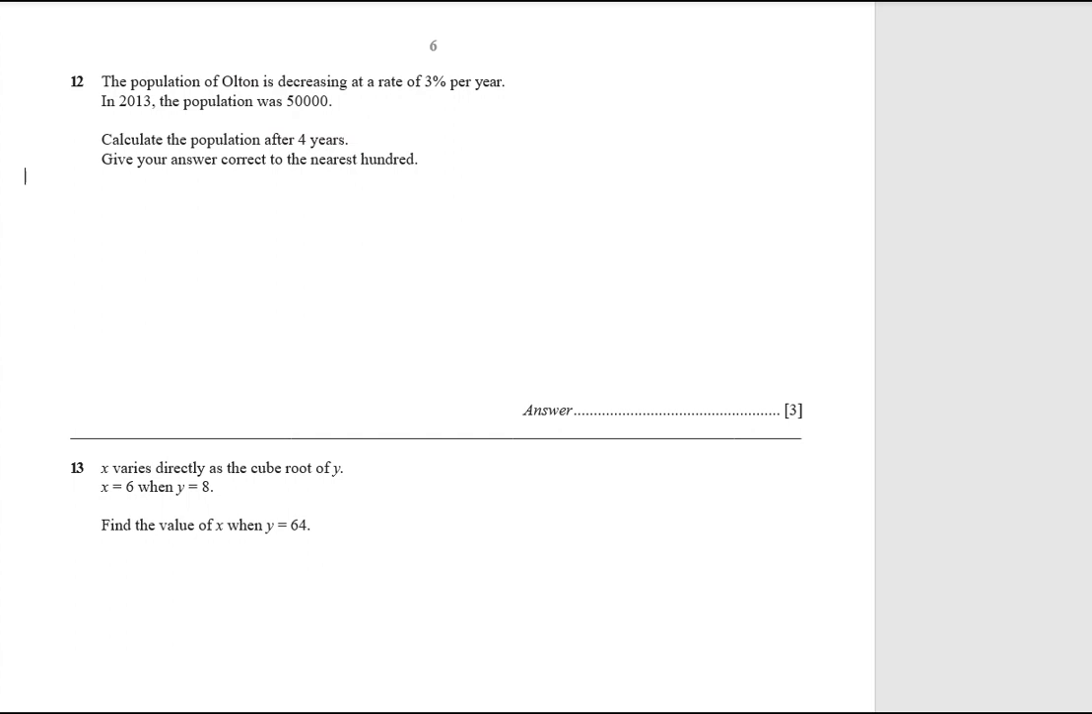The population of Alton is decreasing at a rate of 3% per year. So every year the population of this country decreases by 3%. So the remaining population in this country every year is 97%. In 2013, the population was 50,000 people. Calculate the population after 4 years. Give your answer correct to the nearest 100.